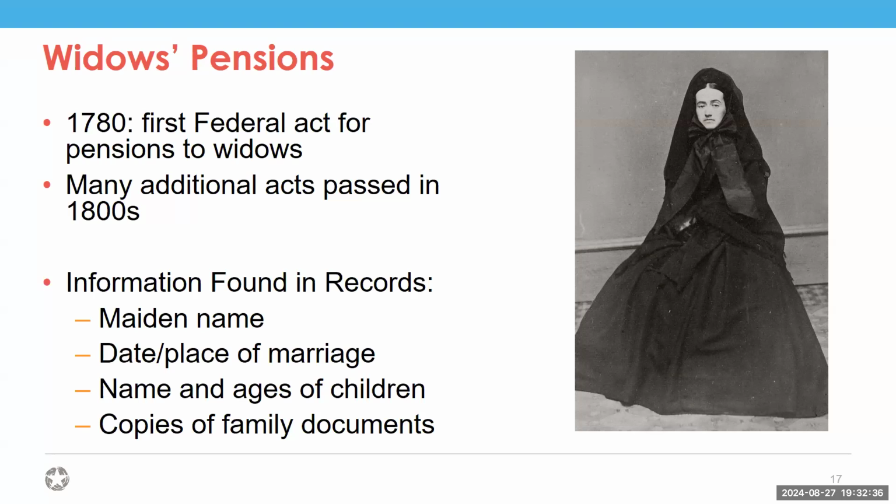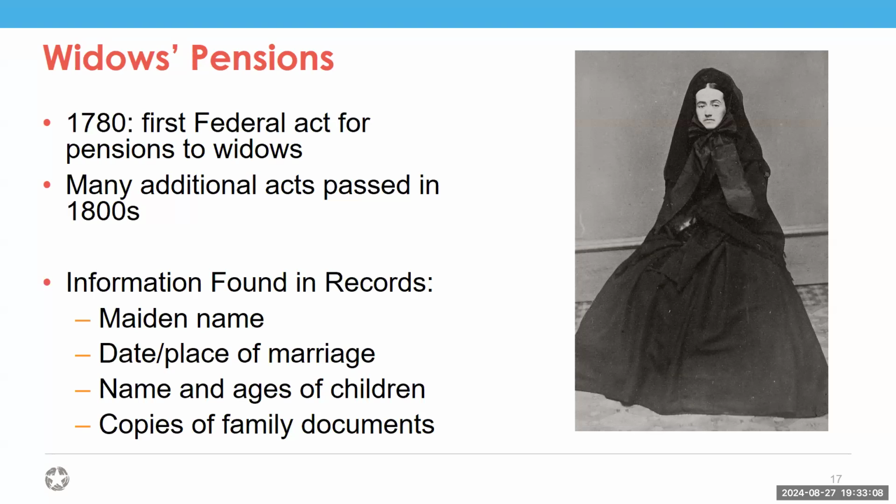So again, you can find their maiden names often, the date and the place of marriage, names and ages of children, and sometimes they will have copies of family documents, such as a marriage certificate, a family Bible page that documents their marriage, or affidavits of family members attesting to the marriage. So they had to prove their relationship to this veteran to get the pension benefits. So if you're lucky, sometimes you will get those things.